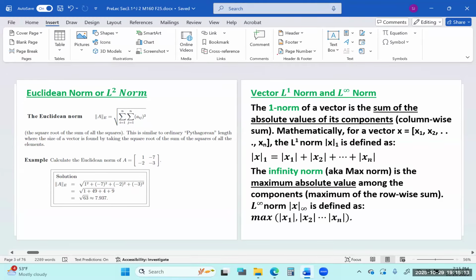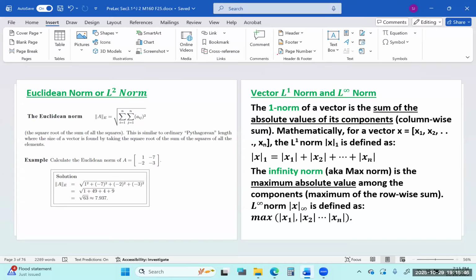There are also another two types of norm we use, not so often, but we do use them. One is L1 norm and one is L∞ norm. To find L1 norm of a vector or a matrix, all you have to do is add the absolute value of all the elements. This is L1 norm, absolute value of all the elements. If you have a vector, it's the absolute value of all the elements.